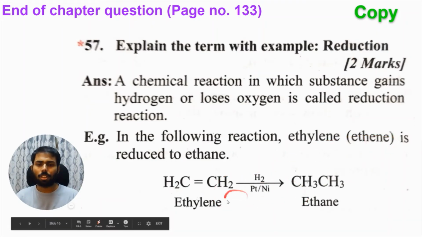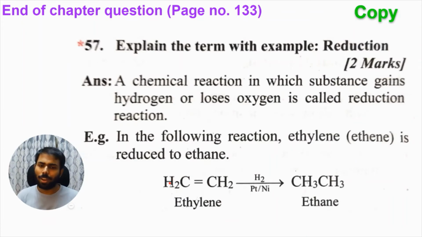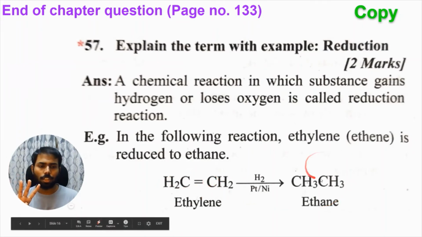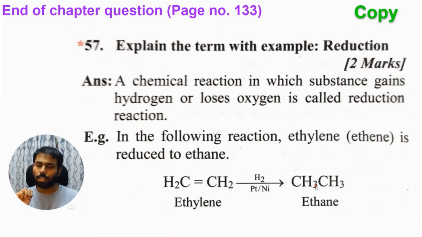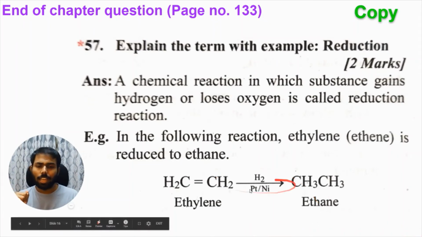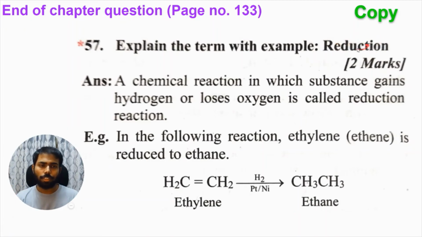So this example, if you remember, we had seen in detail. This is an example of a reduction reaction. Why is this an example of a reduction reaction? How many hydrogens are here? Here 2 hydrogens, here 2 hydrogens, so total 4 hydrogens on the reactant side. How many hydrogens on the product side? 3 and 3, 6. So 4 hydrogens have become 6 hydrogens, which means hydrogen was added to the reactant. Since it gained hydrogen, it is a reduction reaction. You can write any example of a reduction reaction. That's your answer to the question related to reduction.